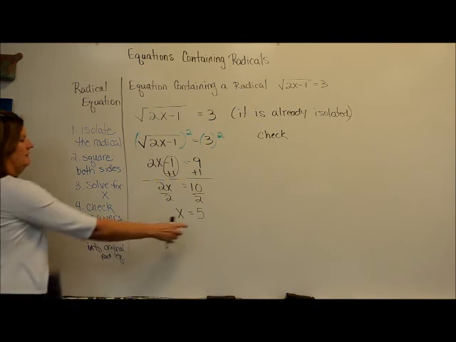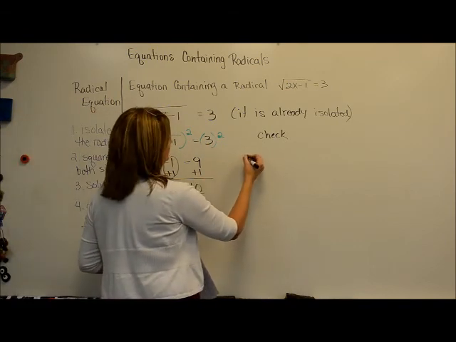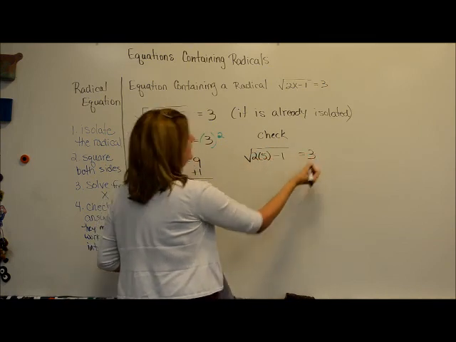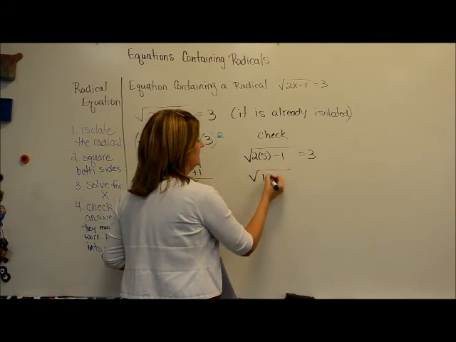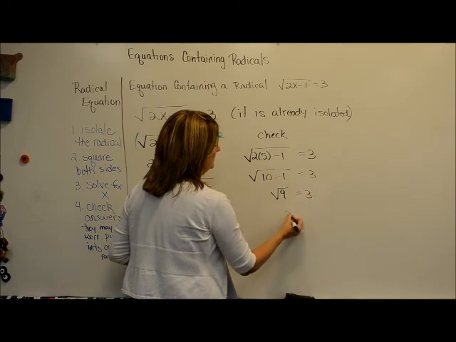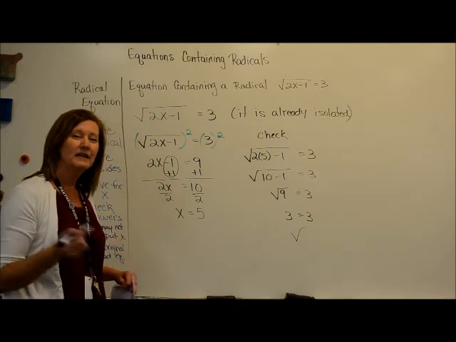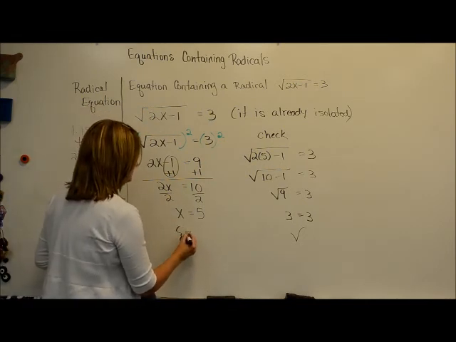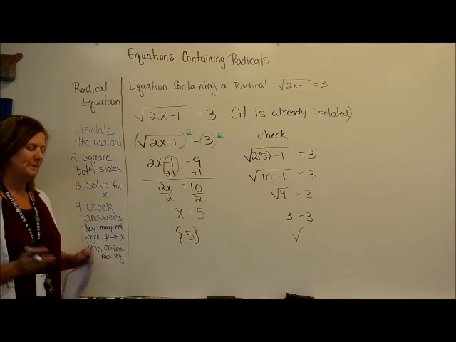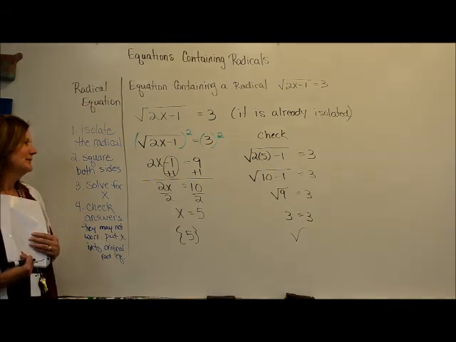So I'm going to take my 5 and put it back in to see if it works. What I have for my check is the square root of 2 times 5 minus 1 equals 3. So I have the square root of 10 minus 1 equals 3, square root of 9 equals 3, or 3 equals 3. And yes, it works. It checks. 5 is a solution. My only solution here is 5. And that's how I do that problem. But you have to check and make sure.